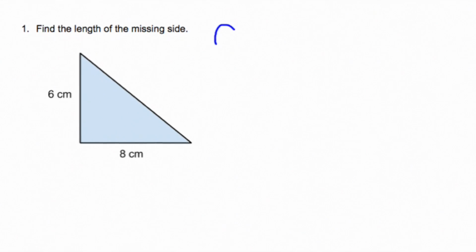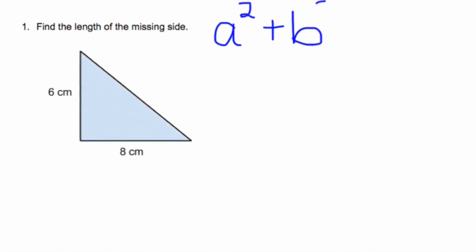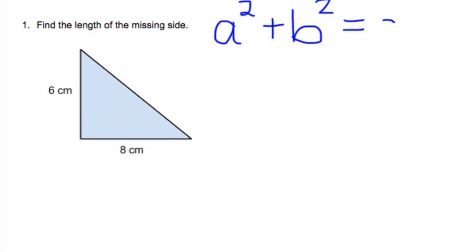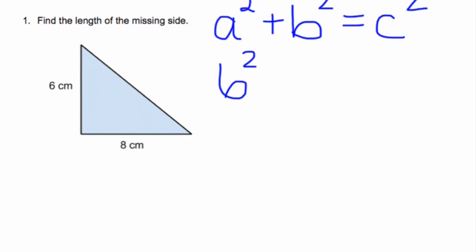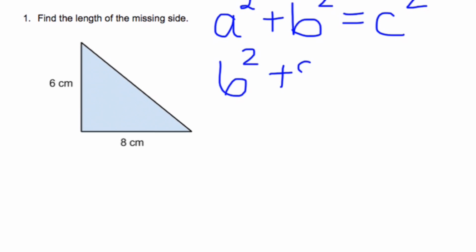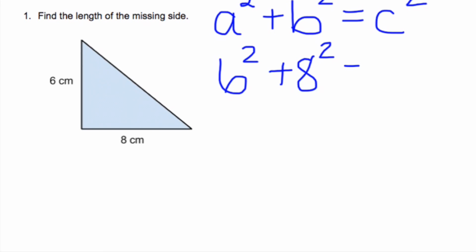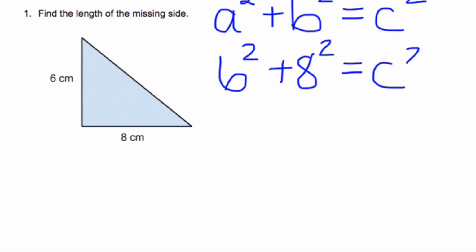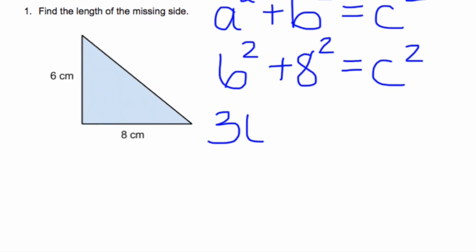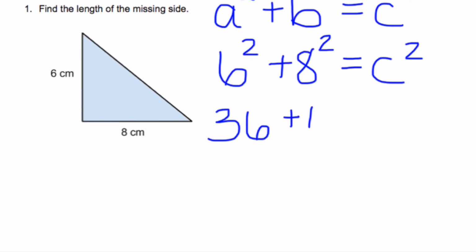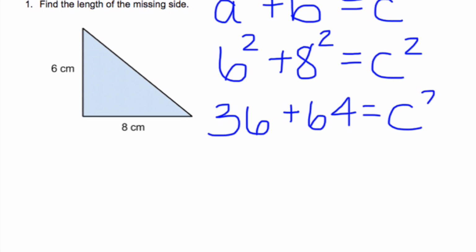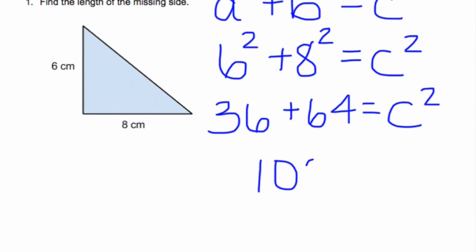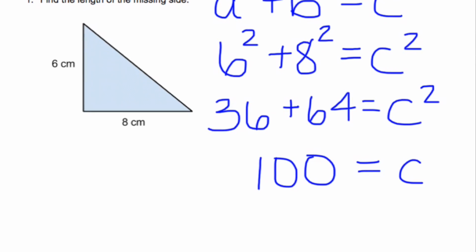For number 1, we're trying to find the length of the missing side, and the missing side happens to be the hypotenuse. So start with the Pythagorean theorem, a squared plus b squared equals c squared, and plug in 6 and 8 for the legs. So 6 squared plus 8 squared equals c squared. 6 squared is 36, 8 squared is 64. When we add those two numbers together on the left, we get 100 equals c squared.